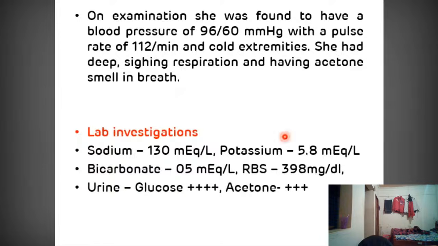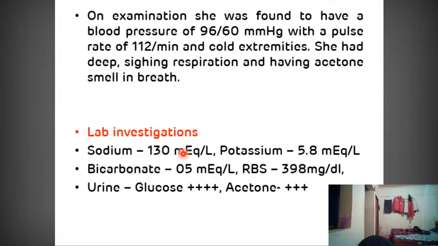So the probable diagnosis from the lab investigation: we can say that the blood glucose is very high. Random blood glucose is very high, 398 milligram per deciliter. So that is hyperglycemia. In urine, there is a presence of glucose. So that is glucosuria. In urine, there is also presence of acetone. That is ketone body. Thus, bicarbonate is very low. Fine. That is the first thing.